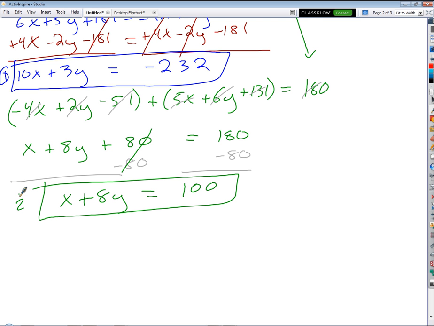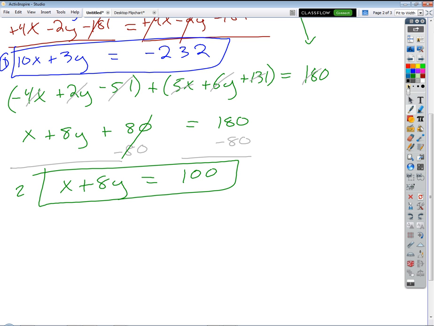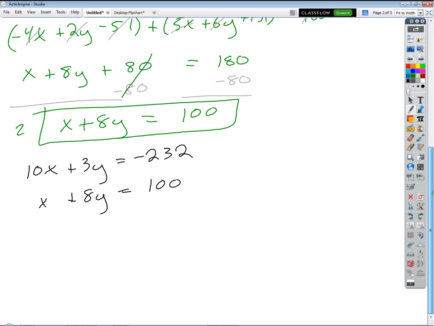That looks like a linear system, right? That's the same kind of stuff we dealt with during the algebra review. We've got two equations, two unknowns. Now we've got a bunch of ways to solve this. I'm going to rewrite these just so it looks better, and then we'll just focus on the algebra for a second, and then we'll be done with this. So our system is 10x plus 3y equals negative 232, and x plus 8y equals 100, right?